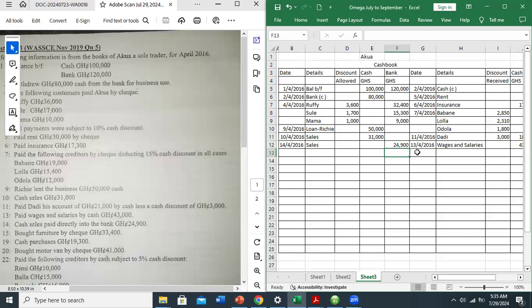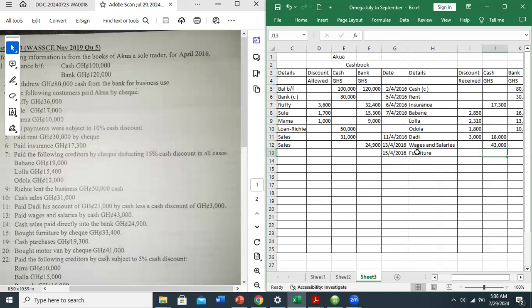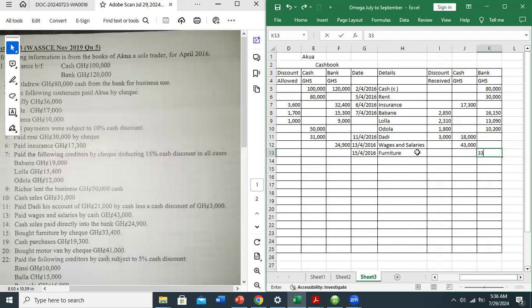Next, bought furniture by check. So we are making payment, 15th April 2016. Furniture by check, 33,400 under bank. Next, cash purchases. So we are purchasing, so we'll definitely pay money. Purchases under cash, 19,300. Then we have bought motor van by check. Another payment, 20th April 2016. We bought motor van by check, 41,000.